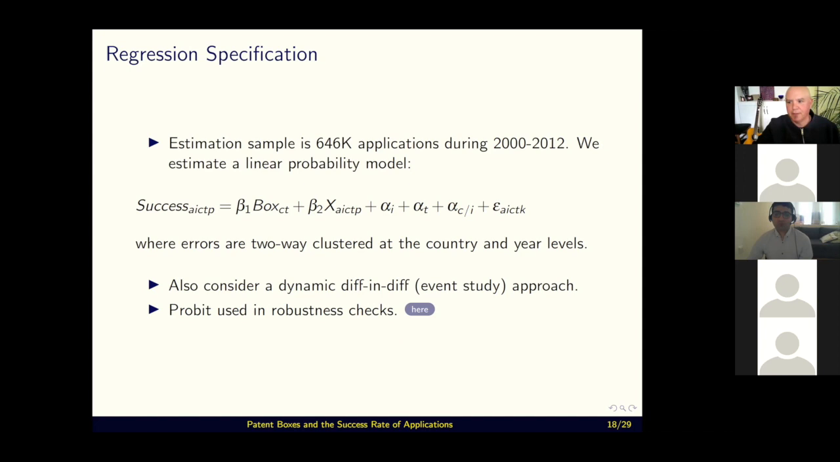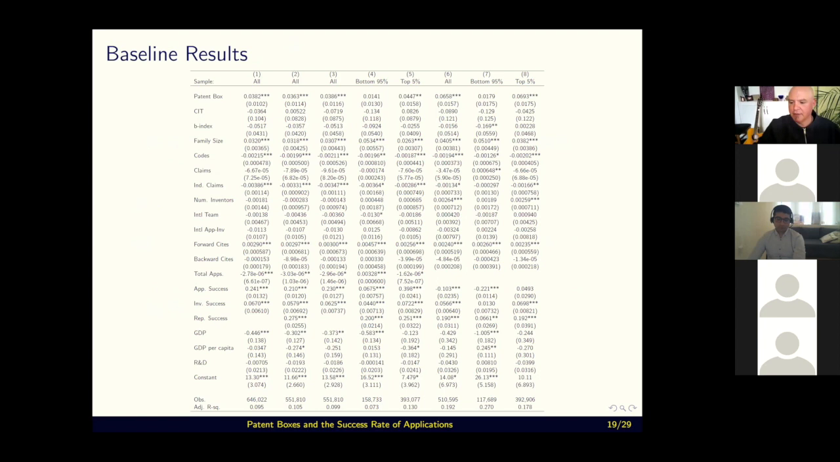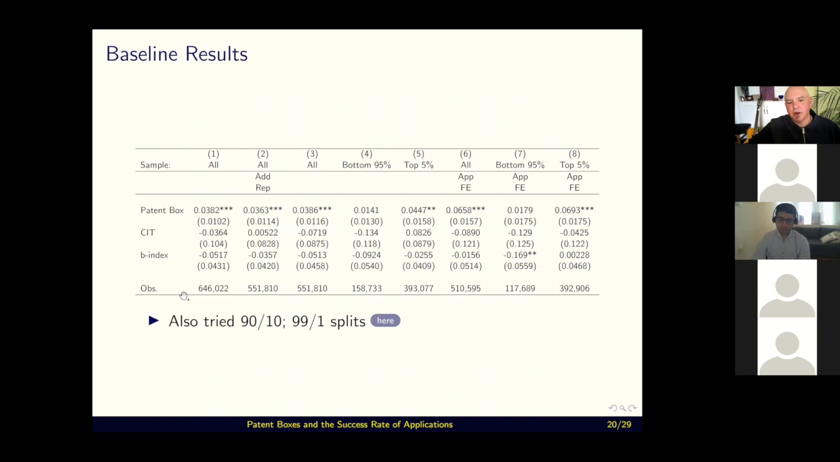Now, before you go blind, let me focus in on what we're interested in, which are these tax variables. Column one are all of our applications, but not including the lawyer quality, which is missing for some of our observations. What do we get? Patent boxes increase the probability of success.